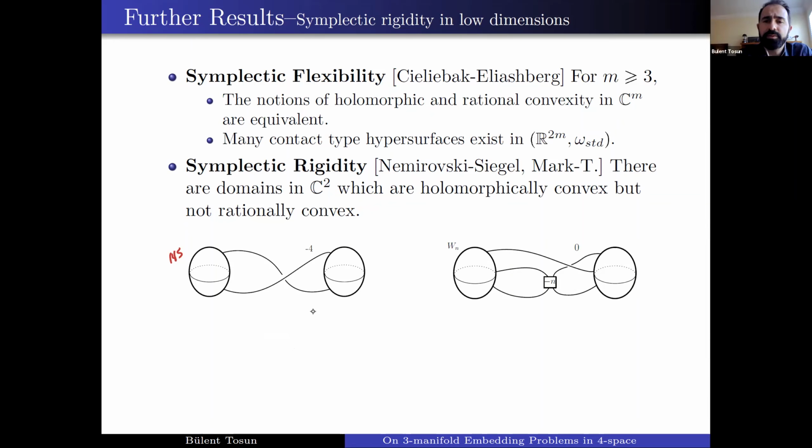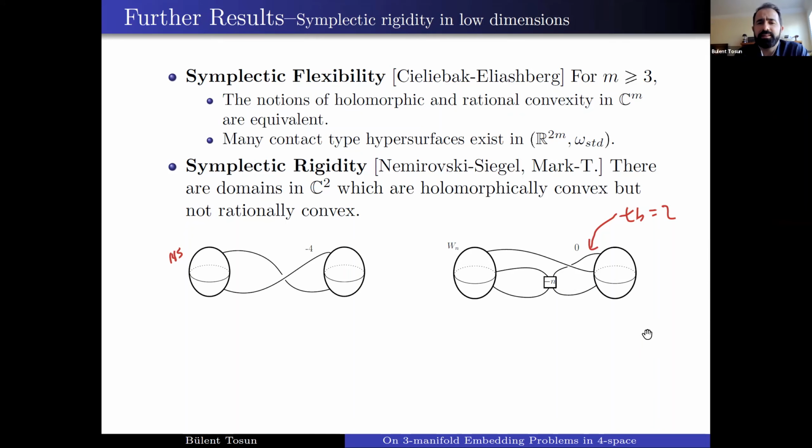But for these Wn, first of all, because they are contractible, you can play around with the attaching circle. You can realize that no matter which n you choose, the TB is always 2. So with one stabilization, you can make it Stein, and then Gromov's flexibility applies. They are holomorphically convex in C2. But then we prove that they cannot be made rationally convex.